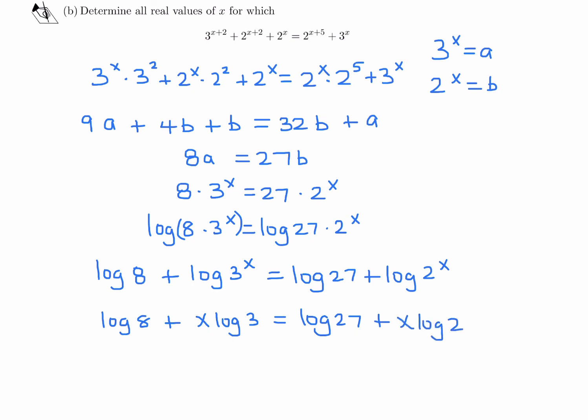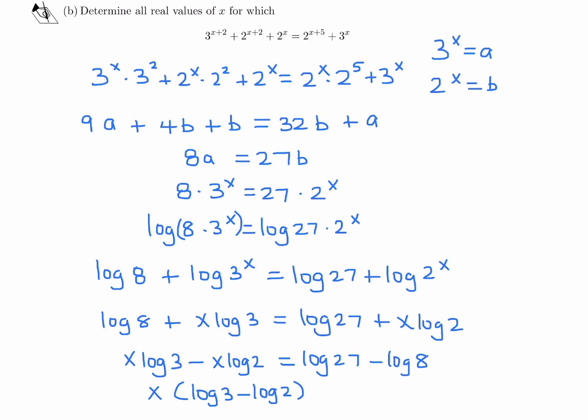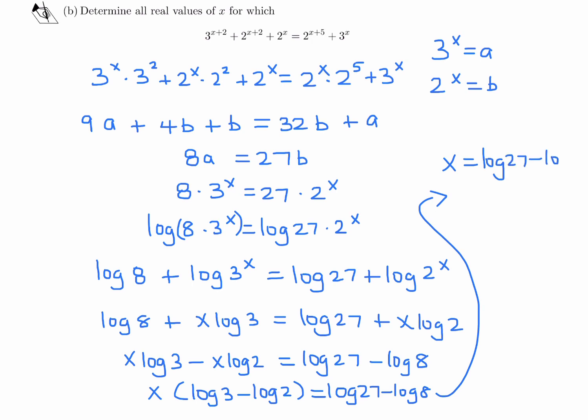So now all I have to do is isolate for x. I can do that first by bringing it all over to one side, minus x log 2. This is the log of 27 minus the log of 8. And then this, of course, factors: x times log of 3 minus the log of 2, like that. And then this remains log 27 minus the log of 8. And then finally, if you isolate for x, you will get log of 27 minus the log of 8 all over the log of 3 minus the log of 2.